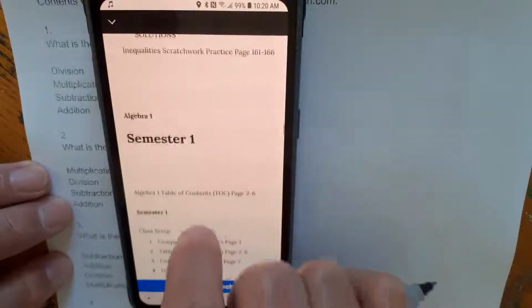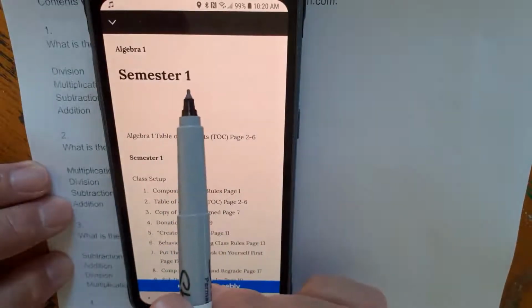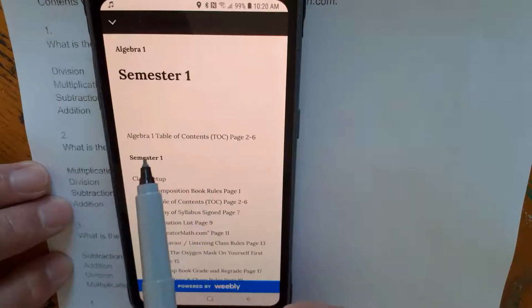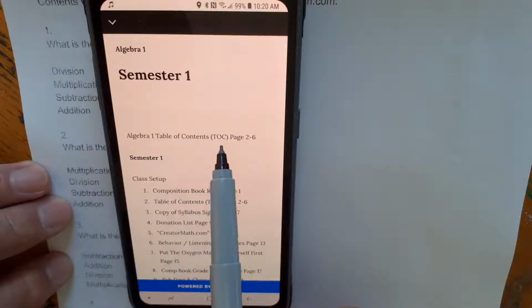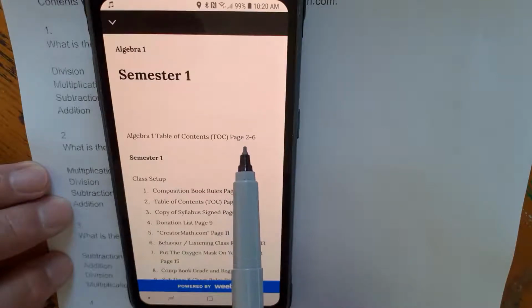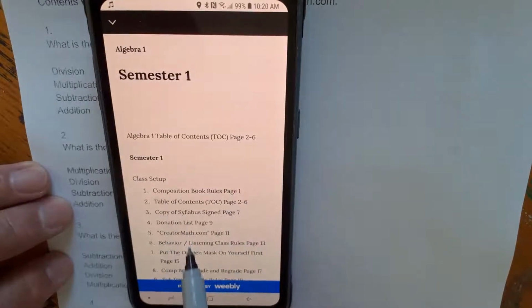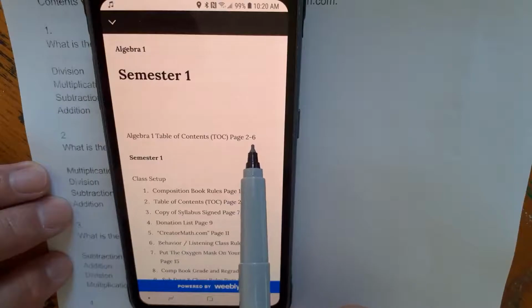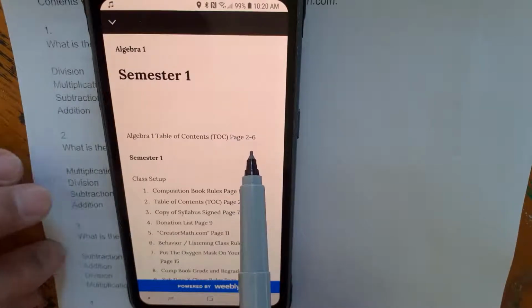Now we're going to find the right semester. Pay attention to that depending on what semester you're in. This is the one we're working on for a lesson now. It's semester 1. It's Algebra 1 Table of Contents, and it goes on pages 2 through 6 of your composition book. So, if you haven't already copied every one of these lines into pages 2 through 6 of your composition book, please stop and do so now.